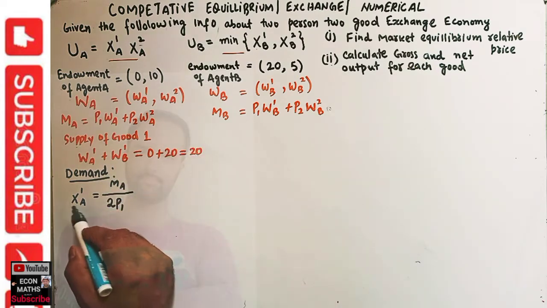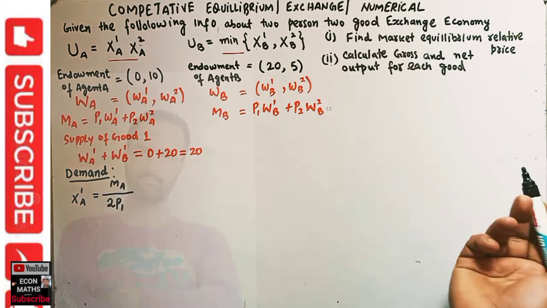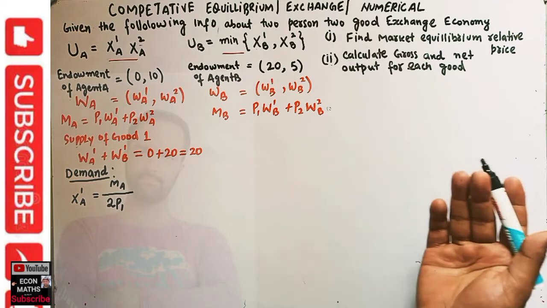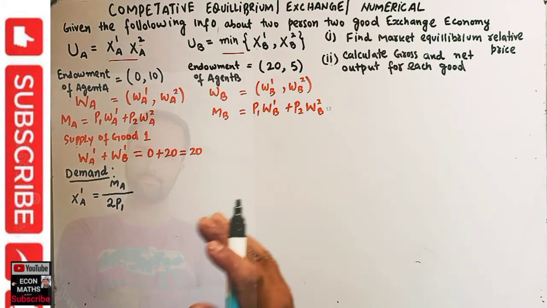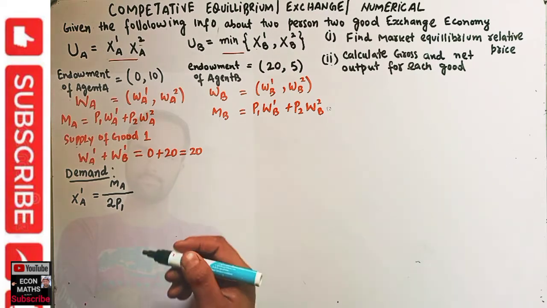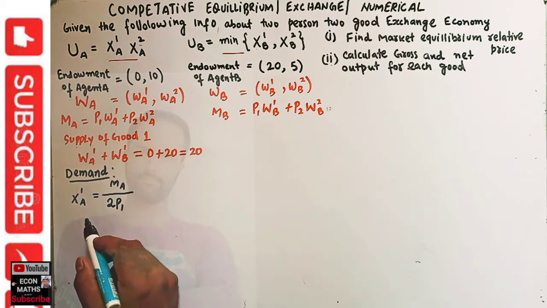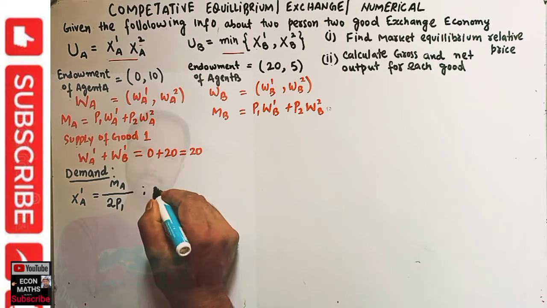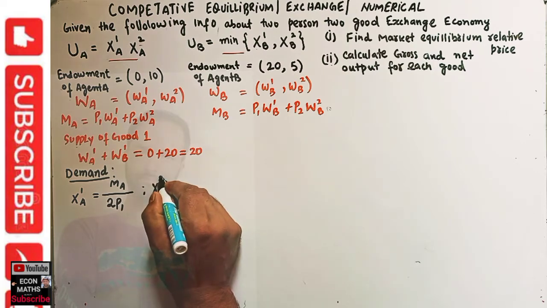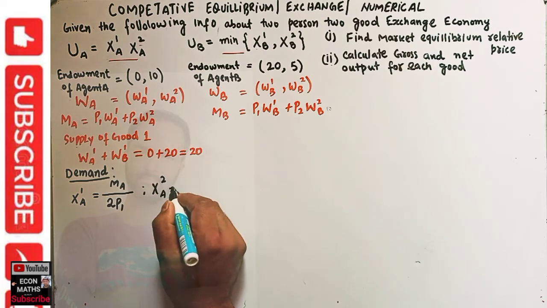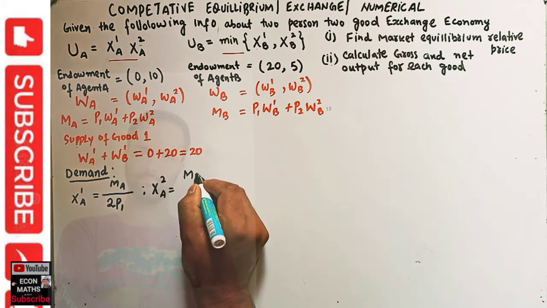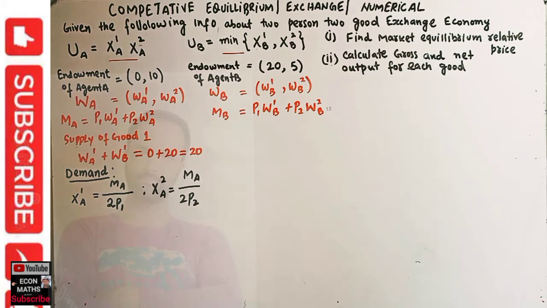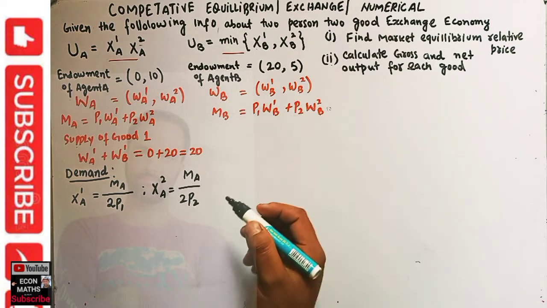Okay, so remember xa1 is equal to this, and I have derived it in the last session of this video. I will add up that very video in this video also. Okay, so this is the demand function for good 1 by person A. Similarly, demand of good 2 by person A will be equal to total income of person A divided by 2P2.